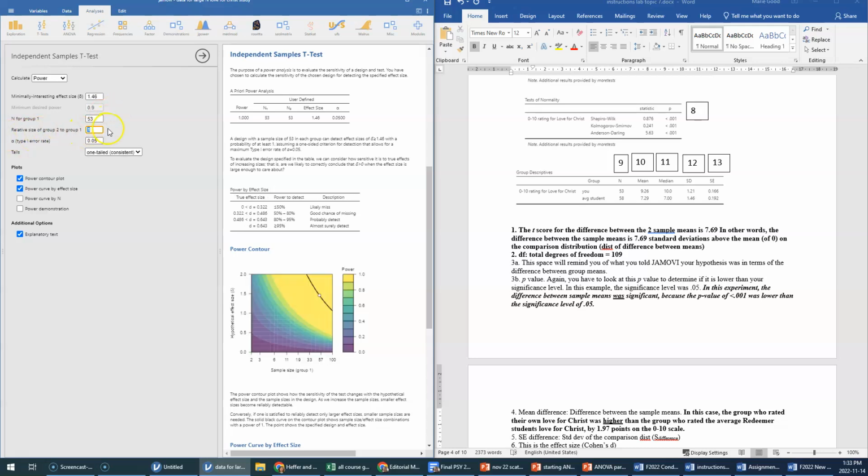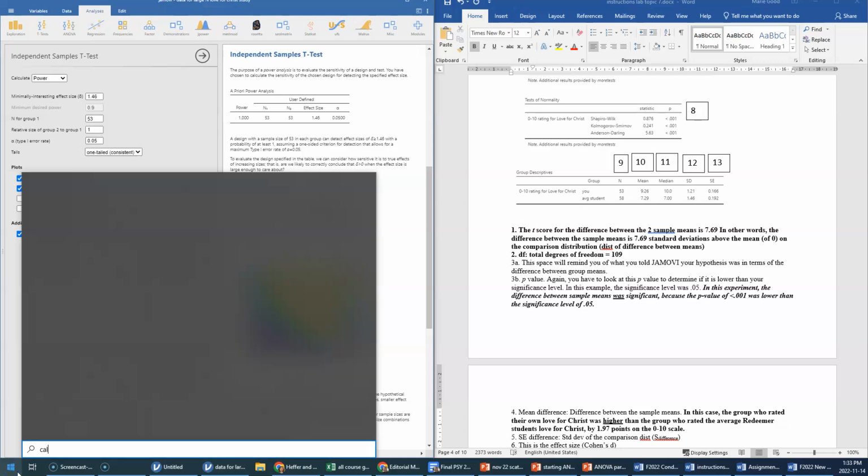And then there's the cell that says relative size of group 2 to group 1. Now if our Ns were equal, we could just leave that at 1. That would mean there's a 1-to-1 ratio for group 1 to group 2. And if we were to leave it at that, you could see here, it would assume that there were 53 in group 1 and 53 in group 2. But there's not. There's an unequal ratio. So how do we get the right number in this cell? Well, it's pretty simple. I'll show you how to do it.